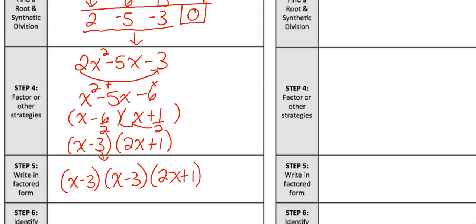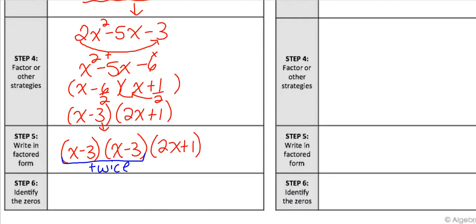So what we notice here is that this x minus 3 factor is happening twice, we call that a double root. So when we think about the solution for that one, we only need to write it once. So that x equals 3 is one solution. And then for the other solution, 2x plus 1, that would be a solution of -1/2. So those are my roots.